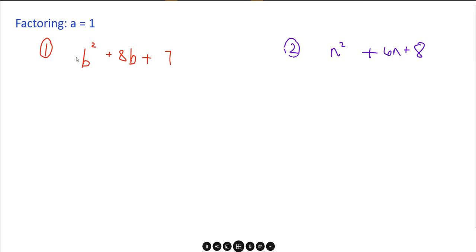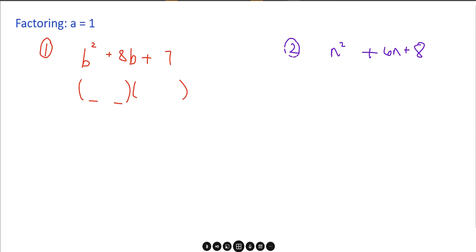So when I say a, I mean the number in front of the variable that's squared. So this coefficient here is 1. So these are pretty easy. When I do these, I just start by setting up my parentheses. And I know that I'm going to be filling in 4 spaces, because these are binomials, 2 terms. A binomial times a binomial that when I multiply them together, I get back the original trinomial.